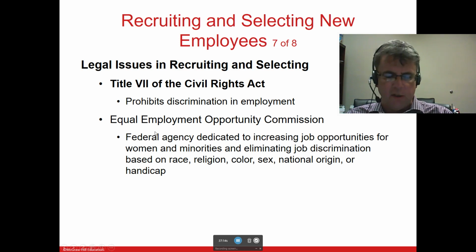We have the Age Discrimination in Employment Act, which was passed in 1967 and amended in '78. It specifically outlaws discrimination against people 40 and older, and also outlaws policies that require employees to retire before they're ready to. We have the Americans with Disabilities Act, which prevents discrimination against disabled persons. Now, that doesn't mean you have to give somebody a job that they are not qualified or able to do.